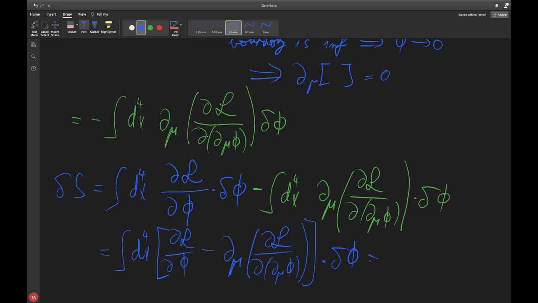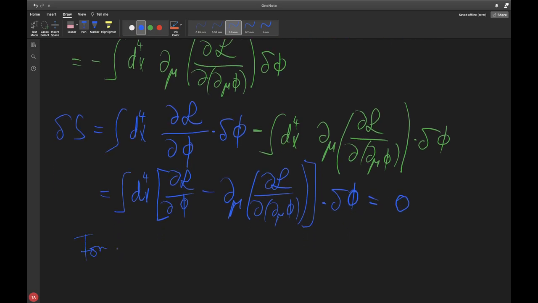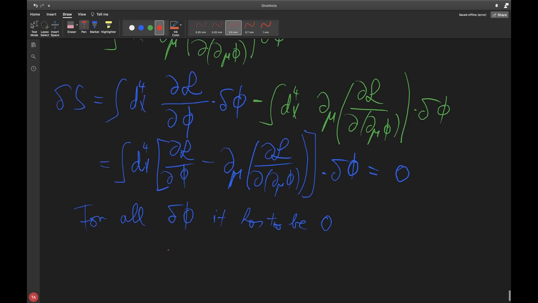So how can this all be zero for all delta phi? For all delta phi, it has to be 0. So that means that this term has to be 0, and the way that we can have this thing 0 is that if we equal the derivative of the Lagrangian by the field to be the same as the derivation of the derivative of the Lagrangian by the derivative of the field.